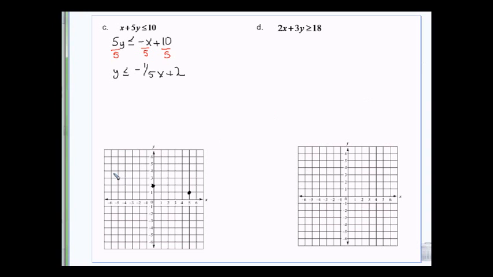And this time I can draw a solid line. Close enough. Pick any point. Well, I like 0, 0, so I'm going to keep with that one. So 0 is less than or equal to 2. That is true. So I shade that side.